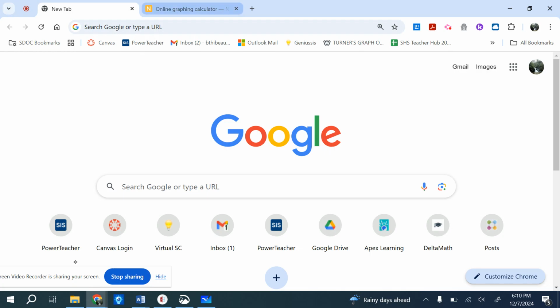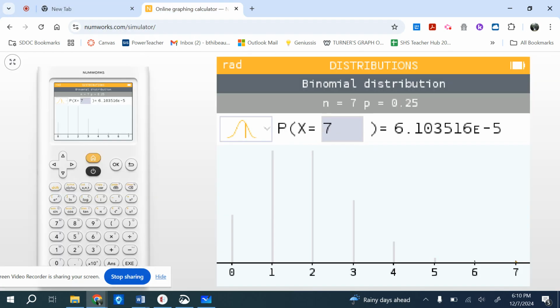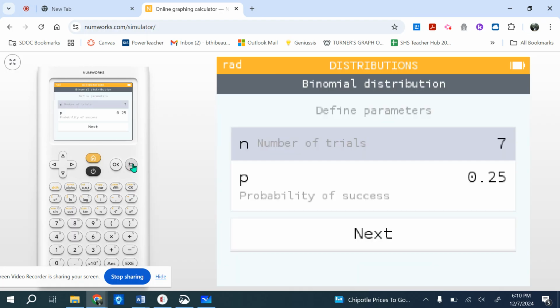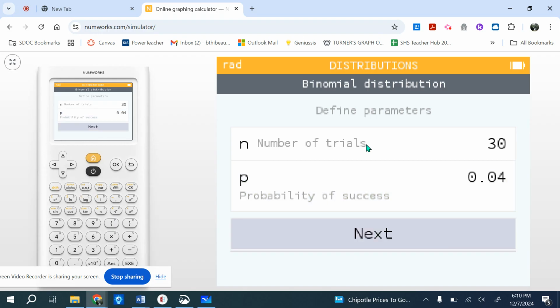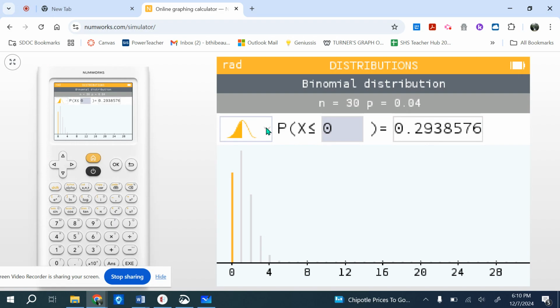So I'm going to come over to my NumWorks calculator. This is binomial distribution. But if you notice up here, my n is 7 and my p is 0.25. I've got to change that because that was from my last problem. So I use my back arrow. And now my number of trials is 30 because there were 30 Americans. My p is my 4%, so 0.04.